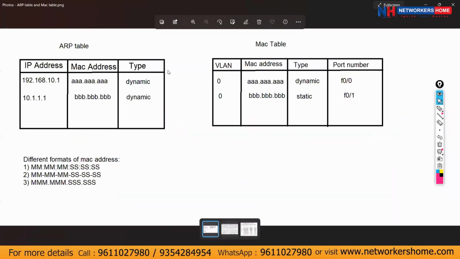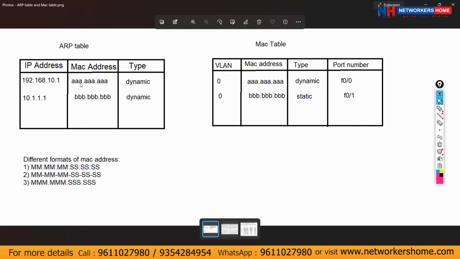This is just an example. This is how an ARP table will be in a PC. There will be IP address information, MAC address information, and type. It says dynamic or static. If it is dynamic, this entry will be refreshed. This entry will be removed after 24 hours because the ARP table in a PC is valid for 24 hours.